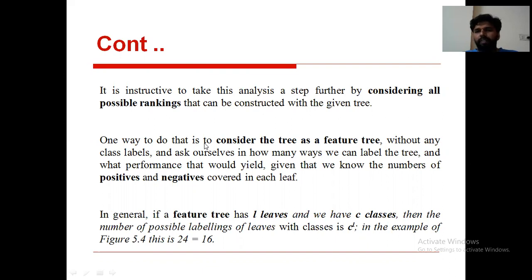And there is another way to construct a decision tree. Initially, we construct a feature tree. Here we are not using any class labels. And we construct decision trees with different possibilities. See how many ways we can label the tree and what performance that would yield, given that we know the number of positives and negatives covered in each leaf. We construct the tree like that.